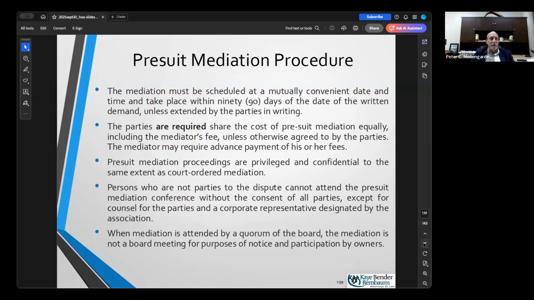The pre-suit mediation is privileged and confidential, just like a court-ordered mediation. So anything that's said during that mediation is confidential and is not admissible in court. Persons who are not parties to the dispute cannot attend the pre-suit mediation without the consent of all parties, except for counsel to each party and a corporate representative designated by the association. When mediation is attended by a quorum of the board, that's not subject to notice and open meeting requirements.